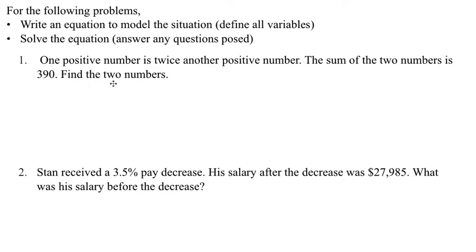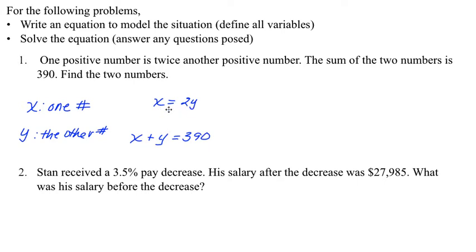This first one says one positive number is twice another positive number. The sum of the 2 numbers is 390. Find the 2 numbers. We can go ahead and write 2 equations, and I'm going to let x be one number and y be the other number. So I've defined my variables. It says one number is twice the other, so I just said x is 2y. Remember, the word is means equals. And the sum of the 2 numbers, that means add, and we get 390.